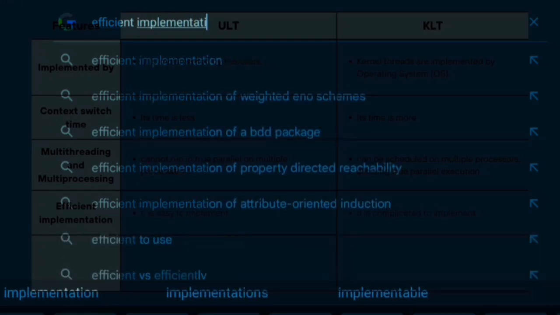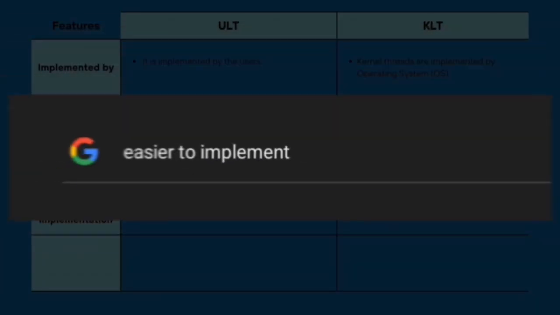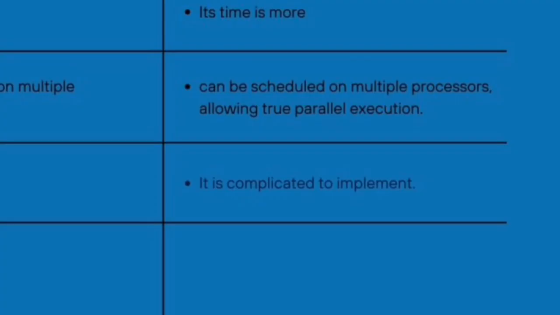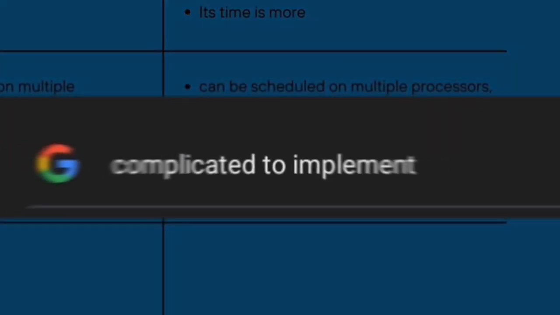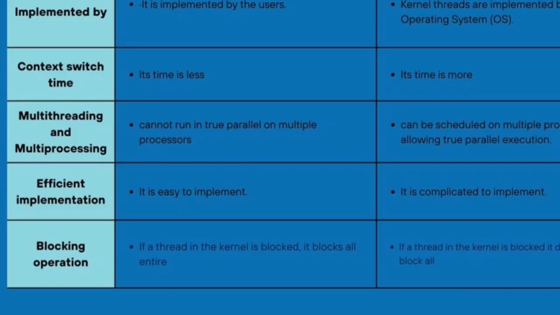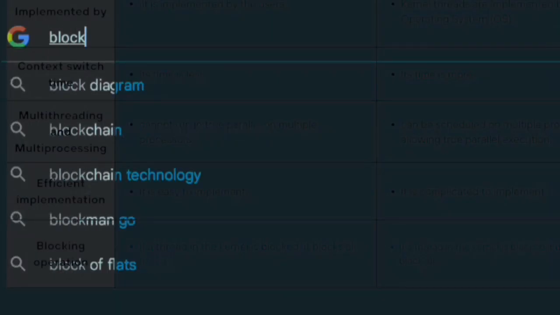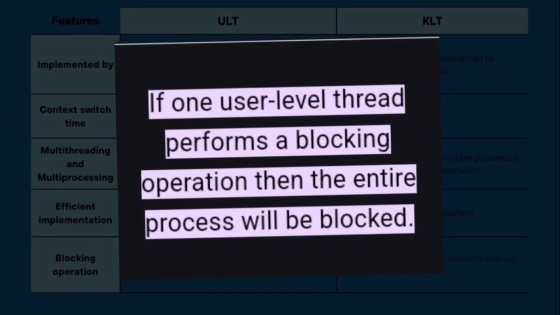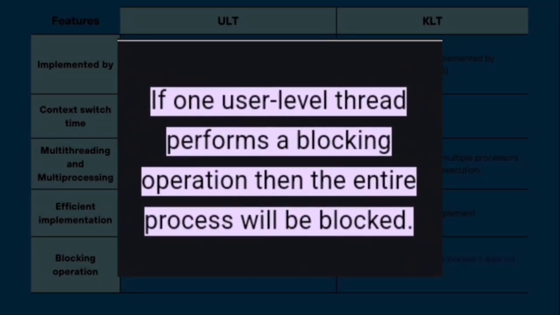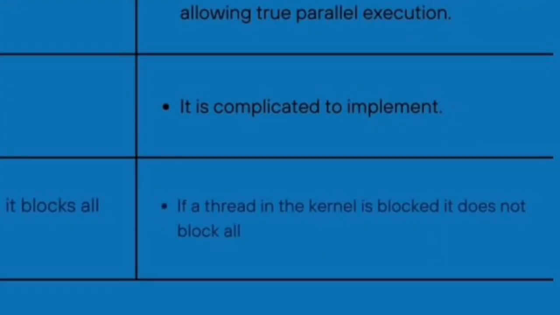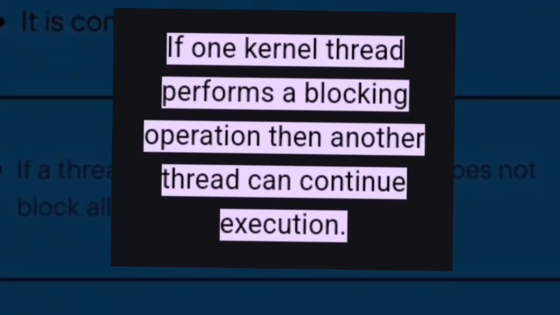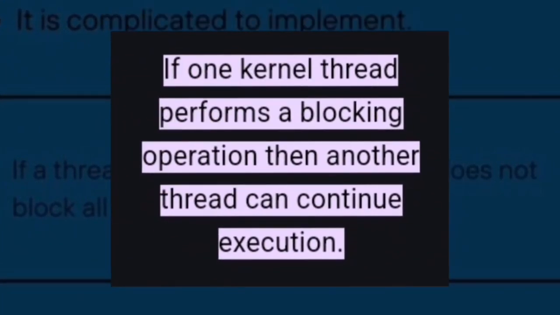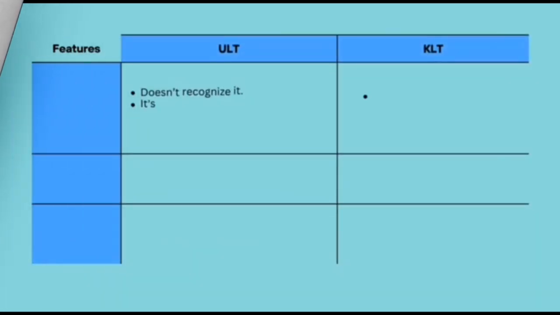The next feature is efficient implementation. User-level threads are also easier to implement compared to kernel-level threads. The implementation of kernel-level threads is more complex and requires kernel-level support. Blocking operation. A significant drawback is that if a thread performs a blocking operation, the entire process is blocked. Moreover, about the KLT, if a thread is blocked during a system call, other threads in the process can continue to execute.